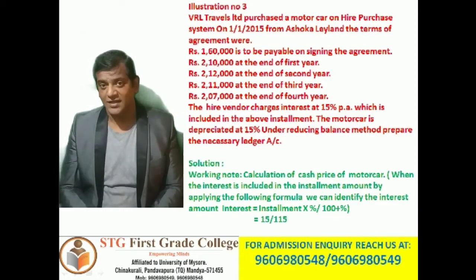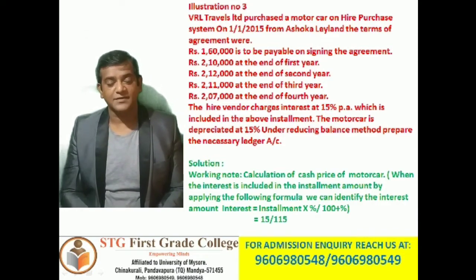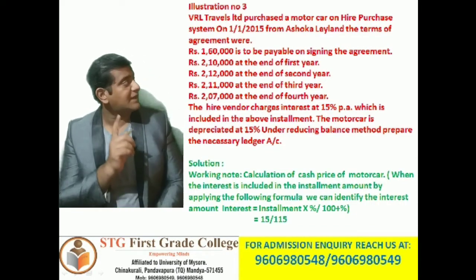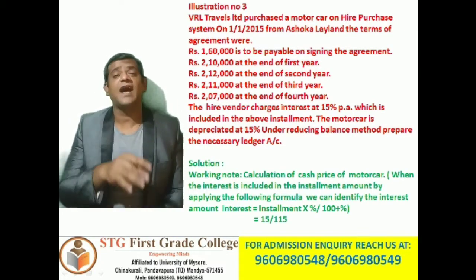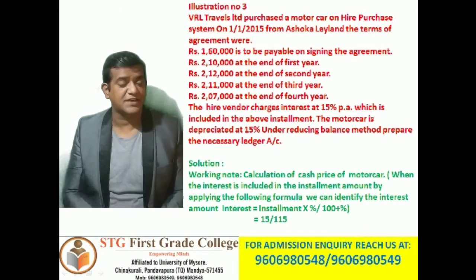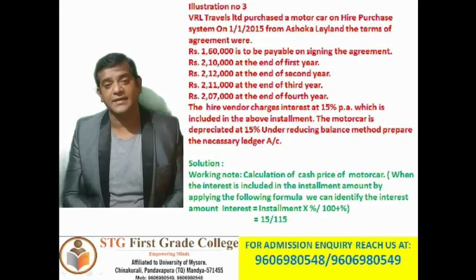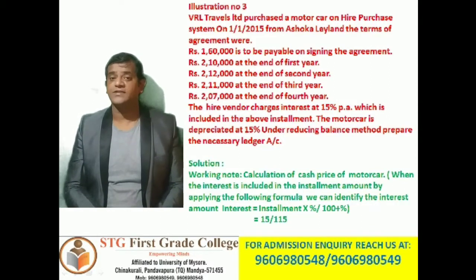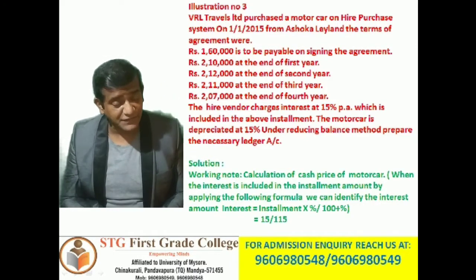That means it is a down payment which has to be made by the buyer. Point number 2 clearly says rupees 2,10,000 at the end of the first year. Clear? So 2,10,000 at the first year end we are paying. Then point number 3 says rupees 2,12,000 at the end of second year.